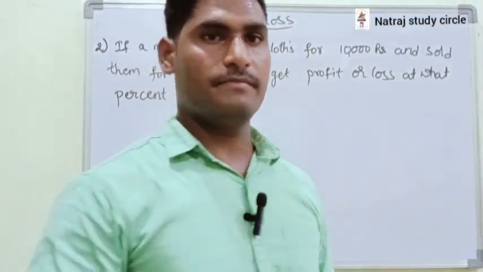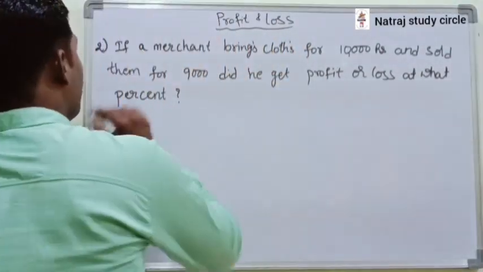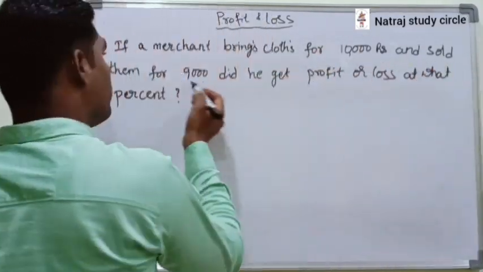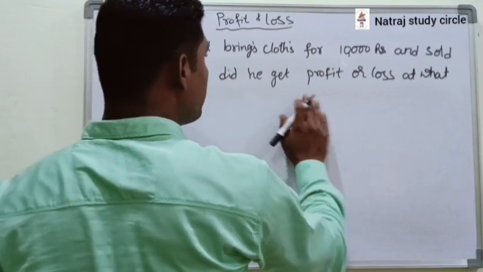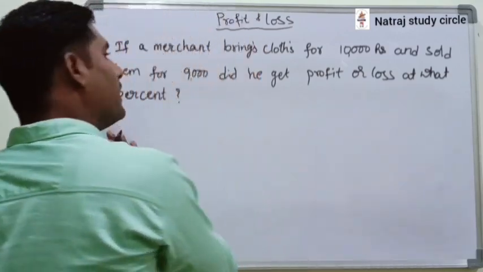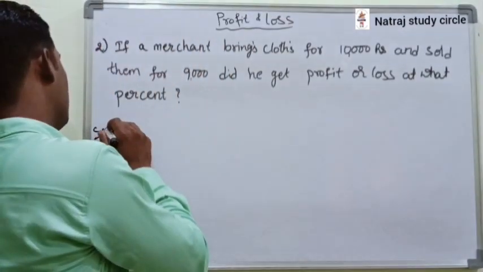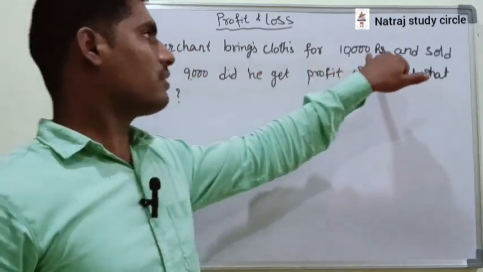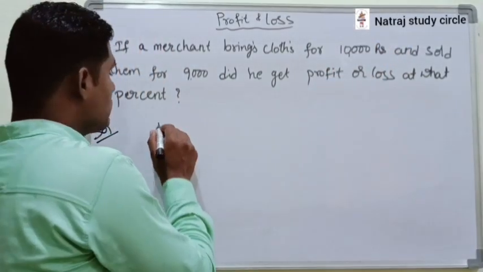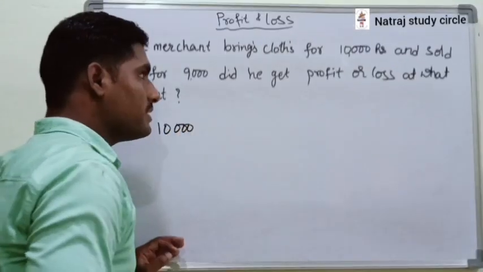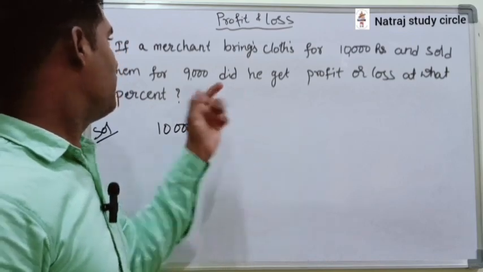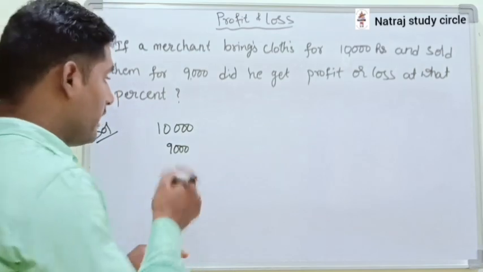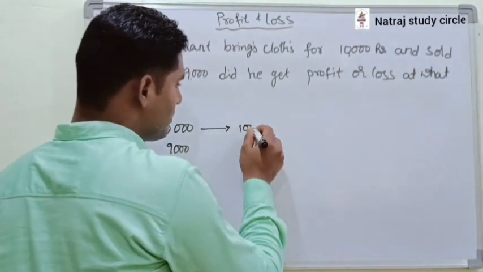So here is the second question. If a merchant buys clothes for 10,000 and sells them for 9,000 rupees, did he get a profit or loss, and at what percent? The cost is 10,000 rupees and the selling price is 9,000. So definitely we have got a loss. At what percent?